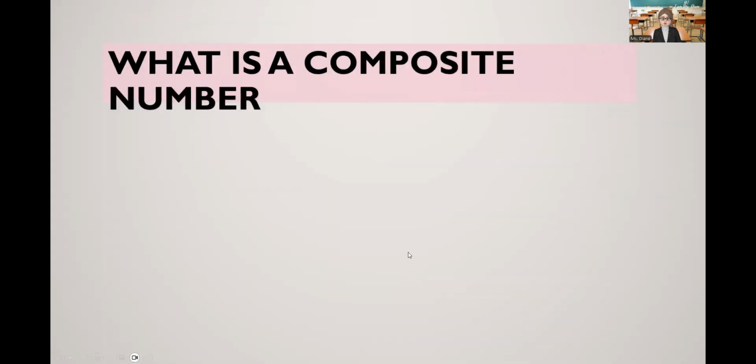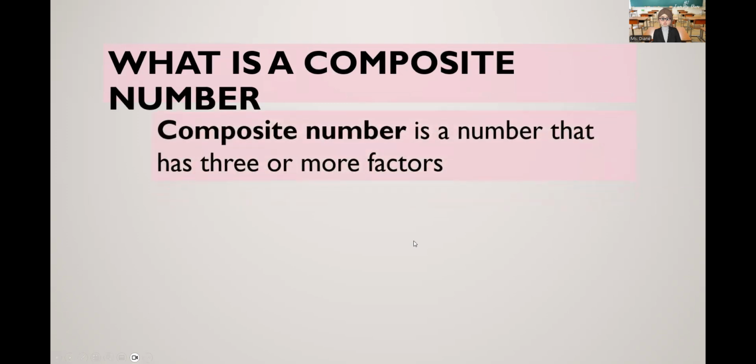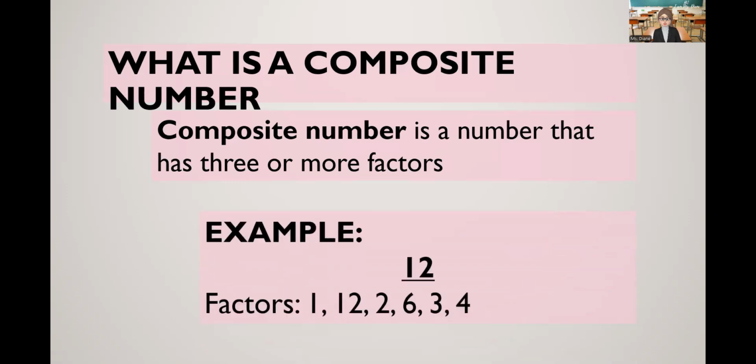Next one is a composite number. What is a composite number? It is a number that has 3 or more factors. Example is 12. 12 is a composite number because the factors of 12 are 1, 12, 2, 6, 3, and 4. How did we get these numbers?